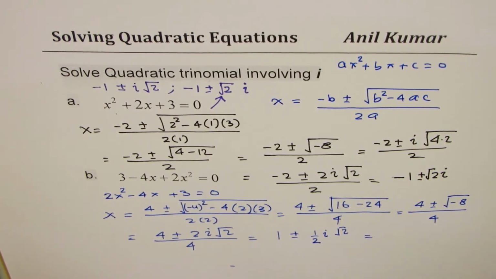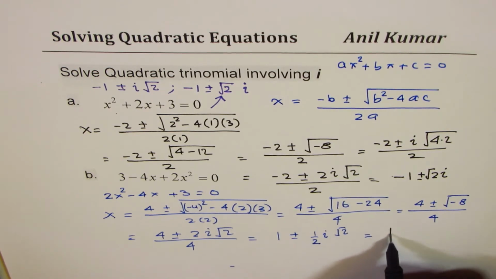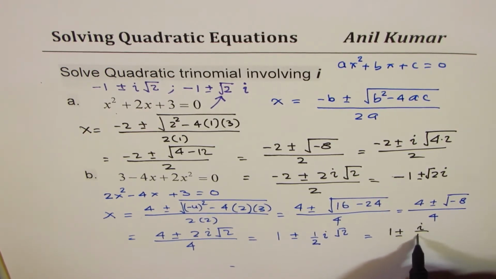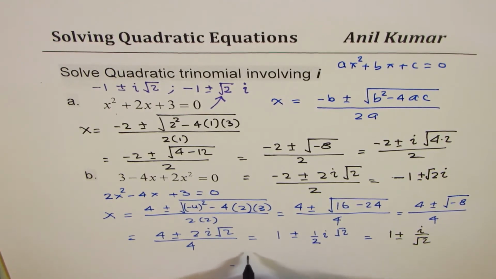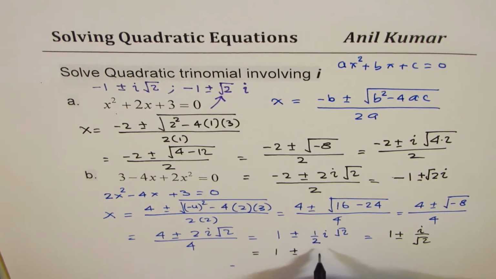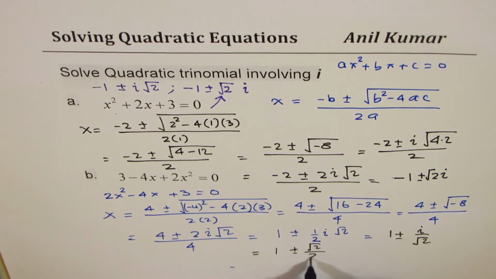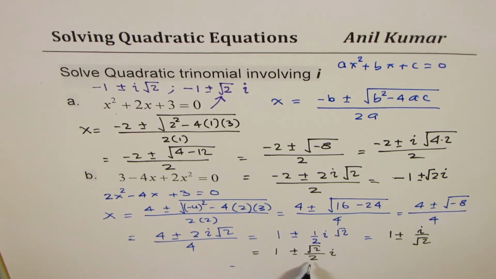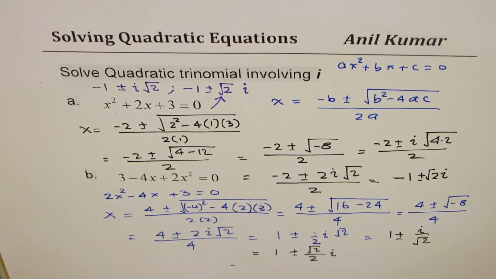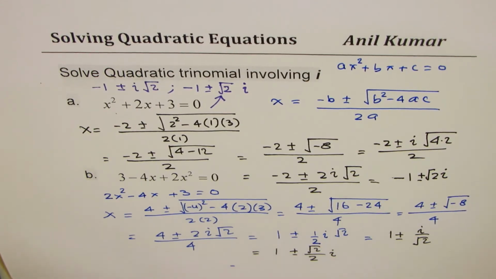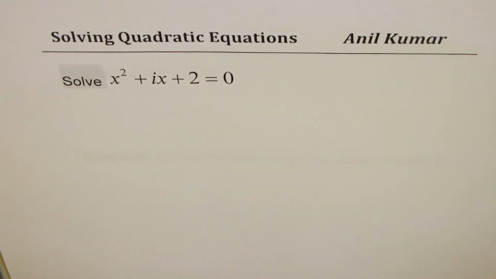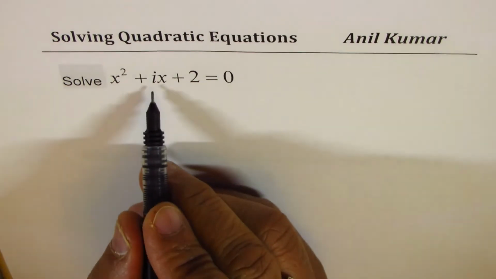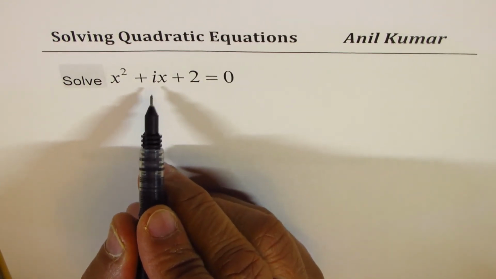Sometimes you may write this as 1 plus minus i over square root 2. But the preferred answer is 1 plus minus, as I have written, square root 2 over 2 i. Since we want to rationalize the denominator, we do not put square root 2 in the denominator. That's the whole idea, but either one of them is correct. Fine. Let's move on.